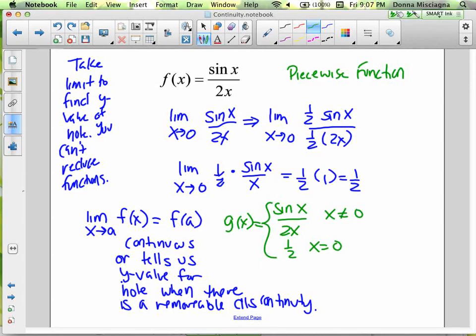All right, and so here we have the piecewise function to fill the removable discontinuity.